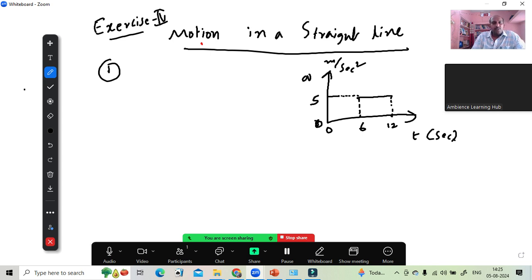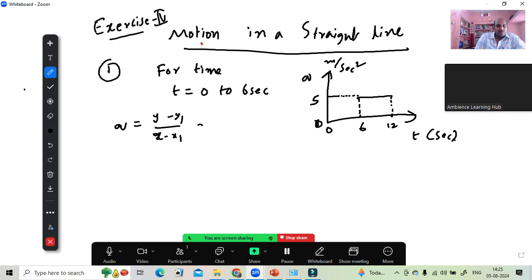So observe this one. For time t equal to 0 to 6 seconds, acceleration is equal to slope, which is (y minus y1) by (x minus x1), which is equal to (5 minus 0) by (6 minus 0). The acceleration is equal to 5 by 6 into t, meter per second square. Let this be equation 1.